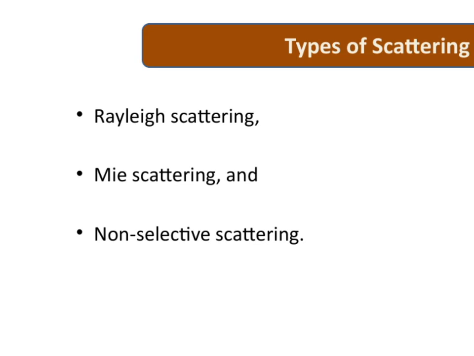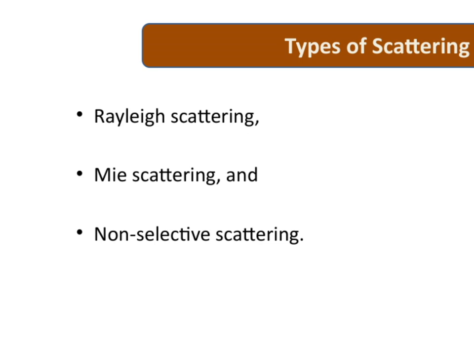Let's take a look at the different types of scattering that occur in the atmosphere. First up is Rayleigh scattering. This type happens when the particles involved are much smaller than the wavelength of light, like molecules of nitrogen and oxygen. It's responsible for the blue color of the sky because it scatters shorter wavelengths more effectively.